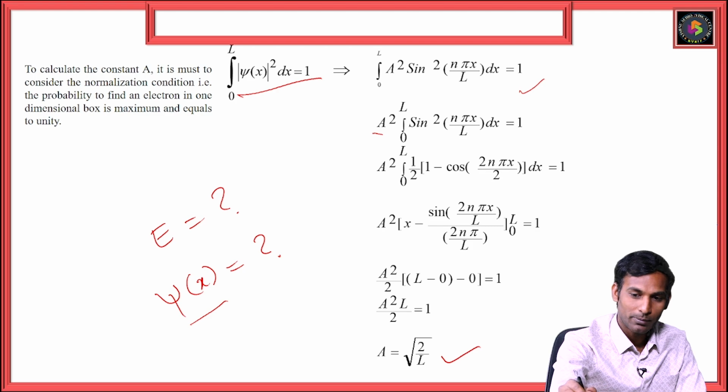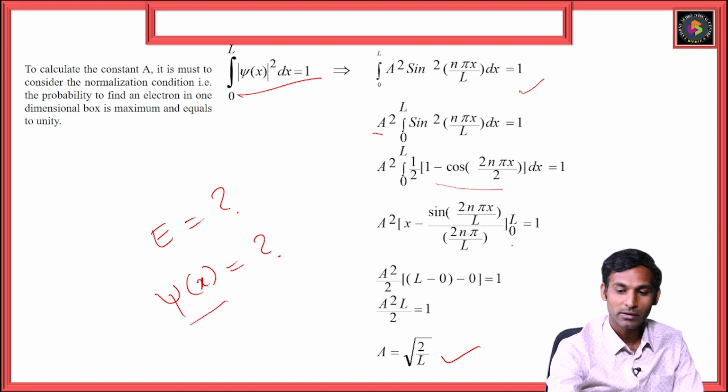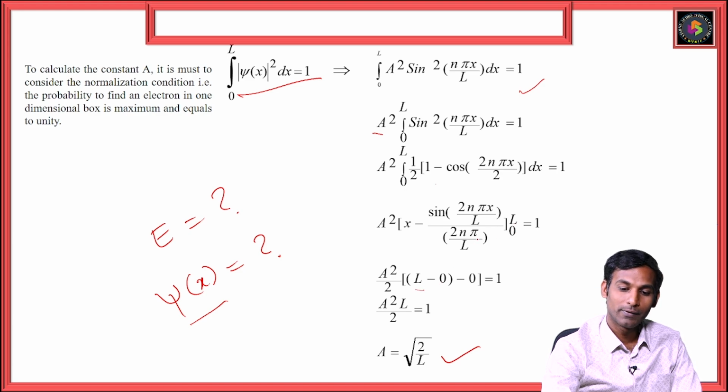See here, sin squared n pi x by L. The integral formula is 1 minus cos 2 n pi x by L. The lower limit is 0, the upper limit is L. Applying the limits here, 0 to L. Okay, see here, this value is completely 0. We will get A squared L by 2 is equal to 1. So, A is equal to root 2 by L, which is important.